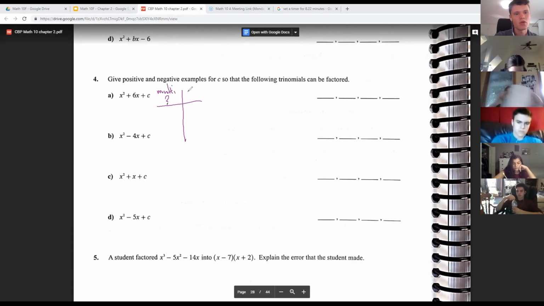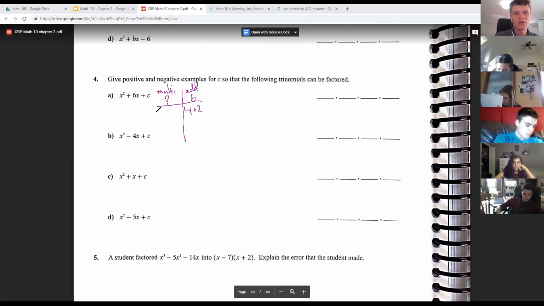We don't know what it is. And we're adding to 6. So two numbers that add to 6 might be, for example, 4 plus 2. Well, if we had a 4 and a 2 and we multiply them together, we would get 4 times 2 is 8. So, you know, that could be one of our options, 8.